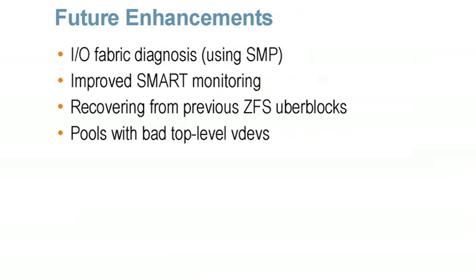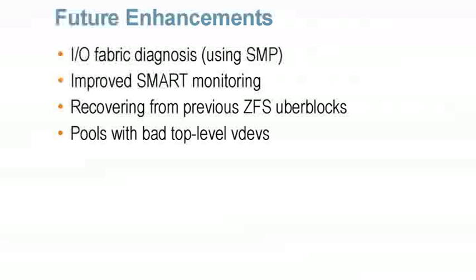So, 30 seconds over, but future things we're going to do. I/O fabric diagnosis. Incredibly difficult. There's some basic stuff we can do with SMP, which is the SAS Management Protocol, such as detecting when one lane of a physical connection is down. That's something that's easy. An example of something very hard that we would like to do but may never do is, I know from SMP that I have a connection to this expander. However, I can see no disks behind it that it claims to talk to.